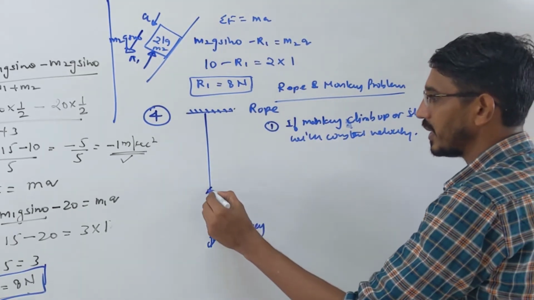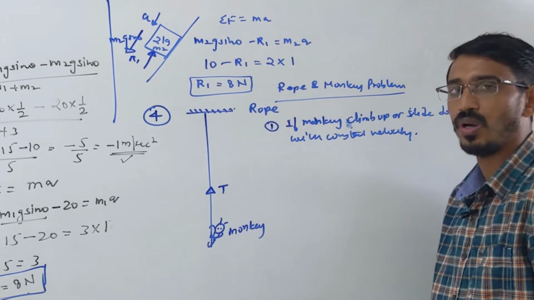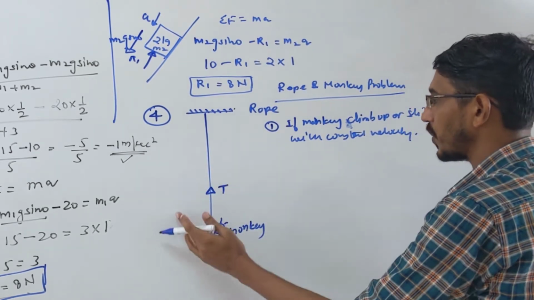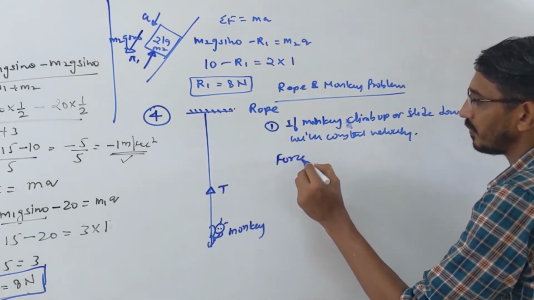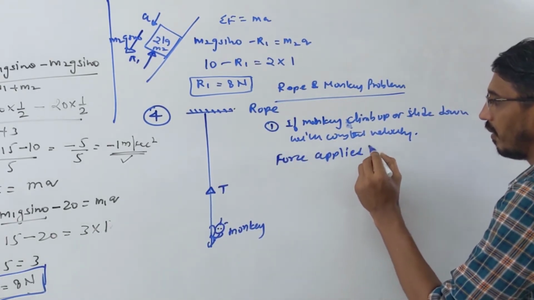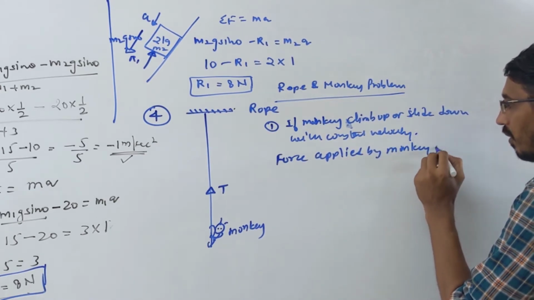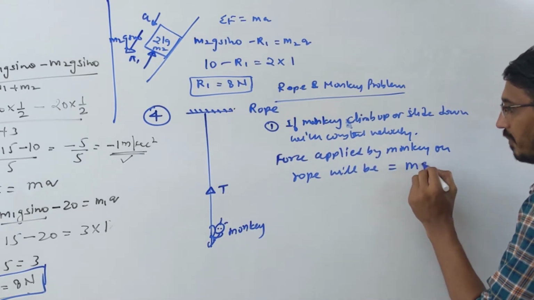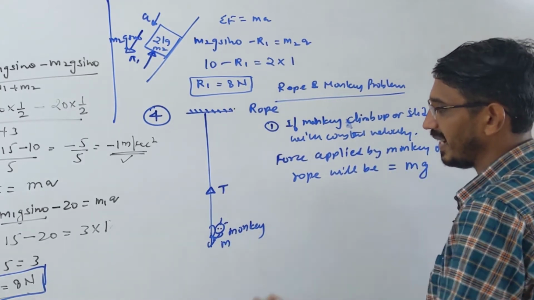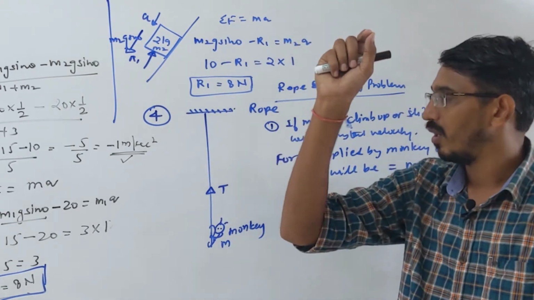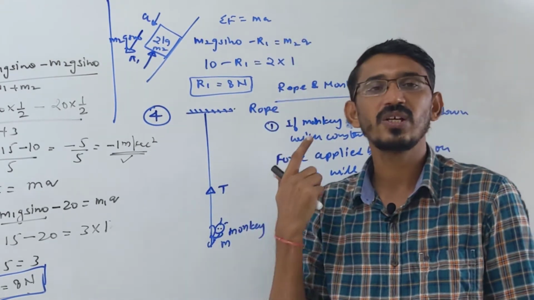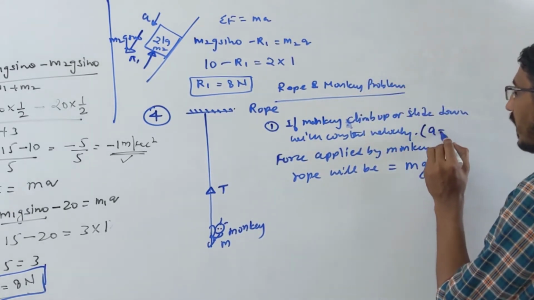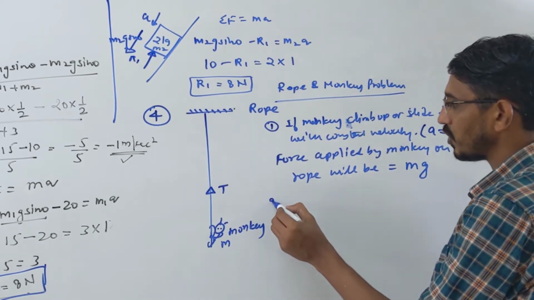How much is the tension in the rope, or what is the maximum force or load that this monkey applies on this rope? Then the force applied by the monkey on the rope will be simply mg, correct? Whatever the mass of the monkey into g. He is moving up or down along this rope at constant velocity, meaning not accelerating. So in this case acceleration a is 0. Case number 1. Let us talk case number 2.